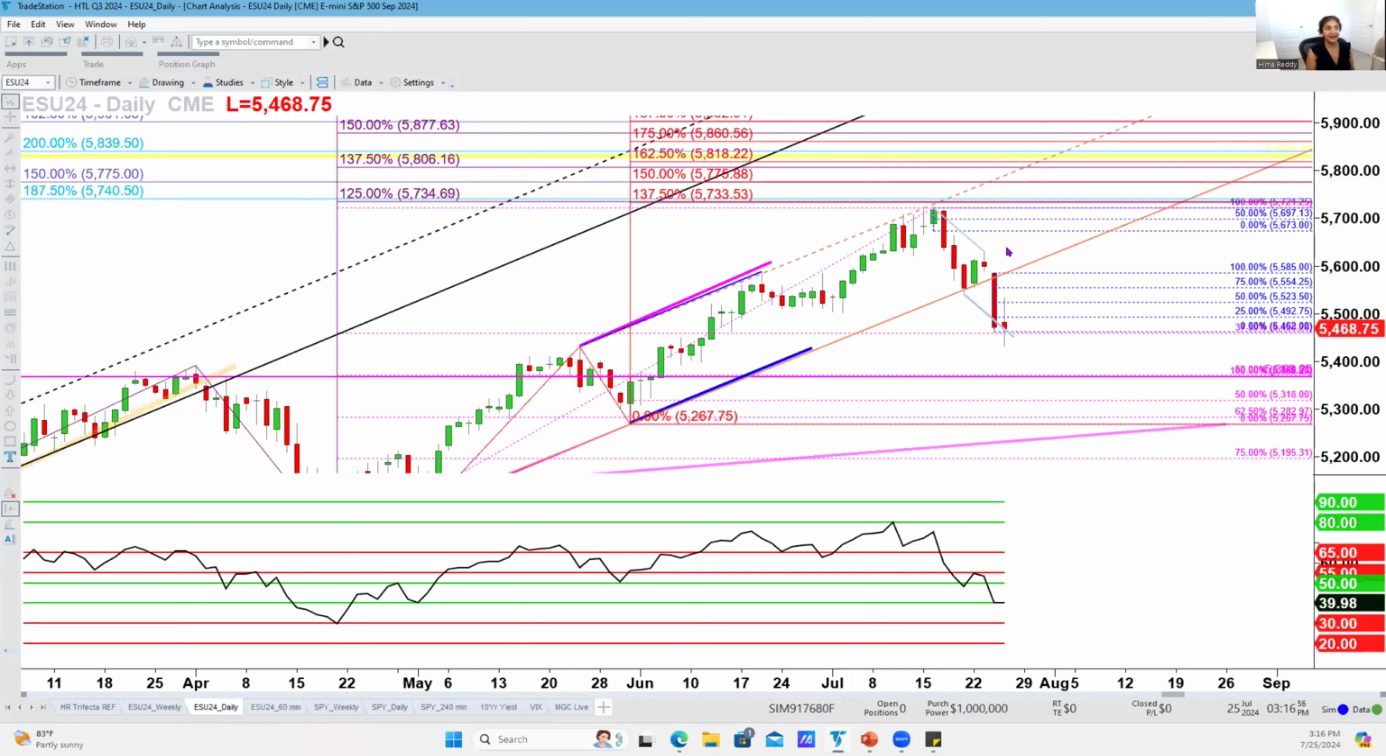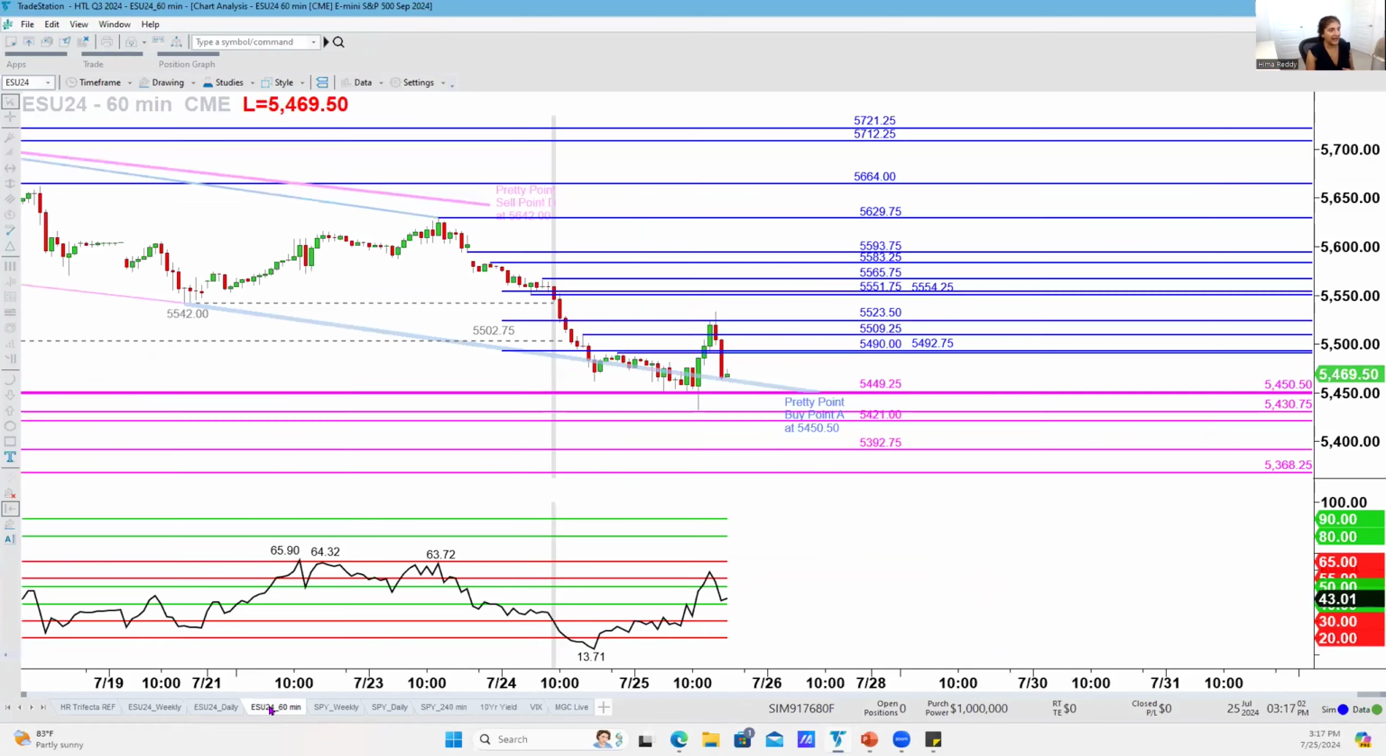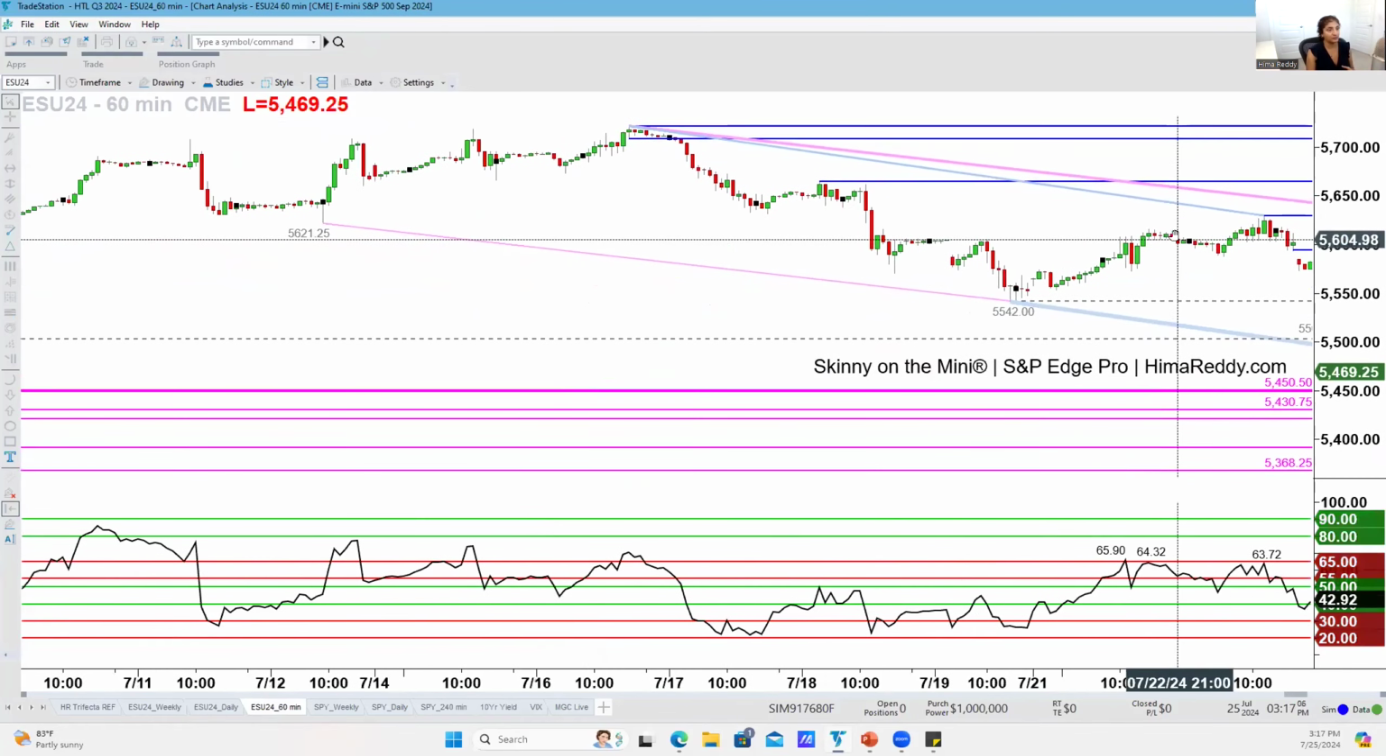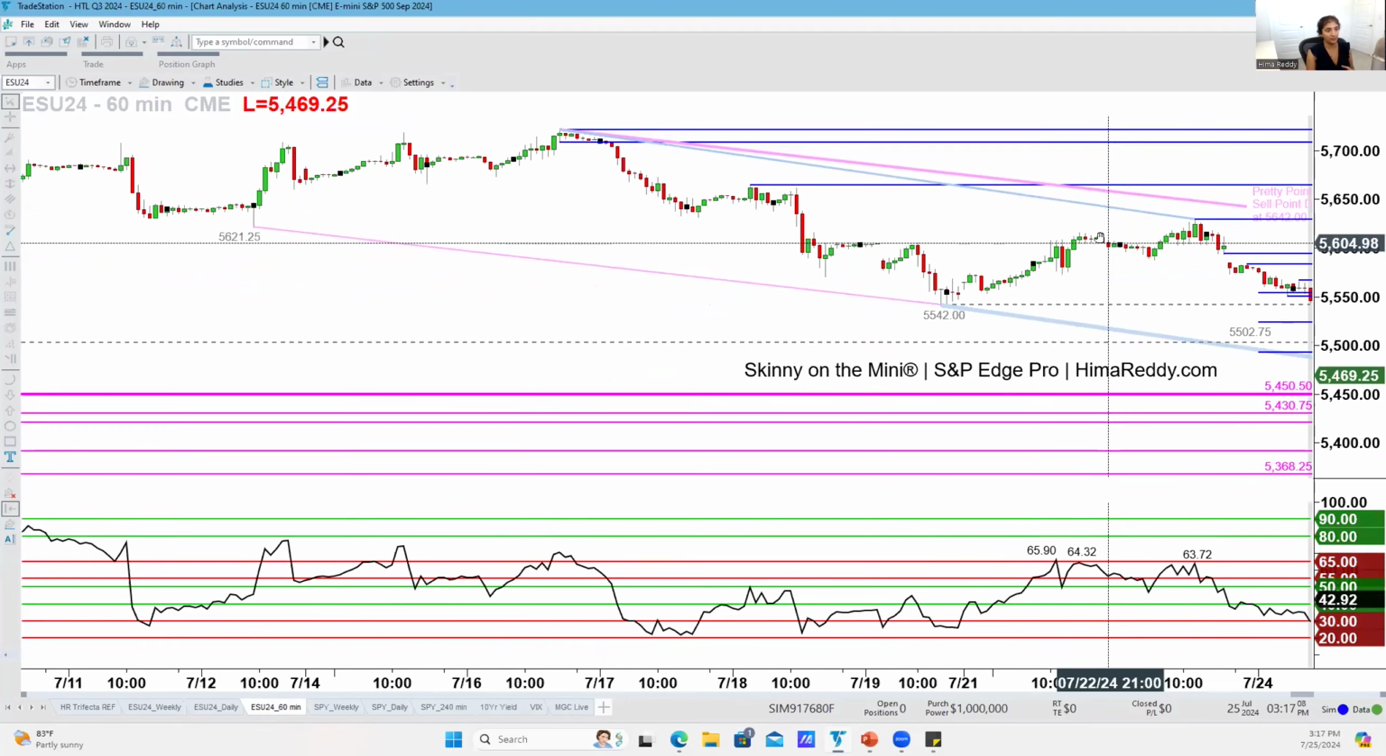Stay out of the way. It went way weaker than I thought it would, but still in the end, it came down to the target I had. And the target I had is at 5450.5. So I was ready for 5450.5, starting with yesterday's open.